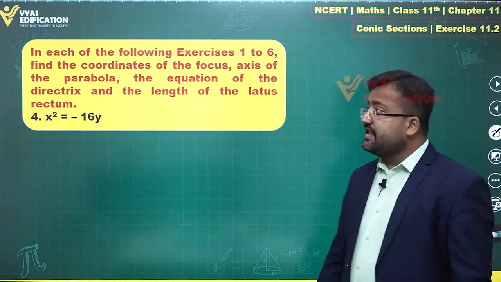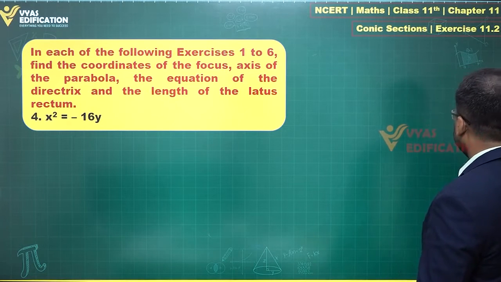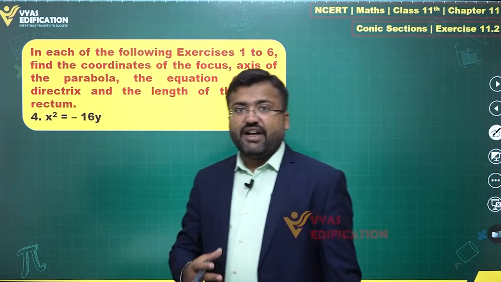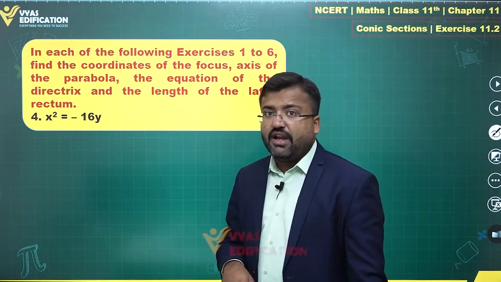The 4th question says find for x square is equal to minus 16y. Okay, let's take a look at this one. x square is equal to minus 16y is a parabola which is opening where?